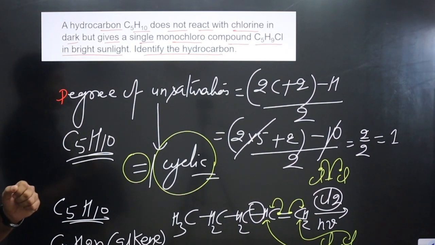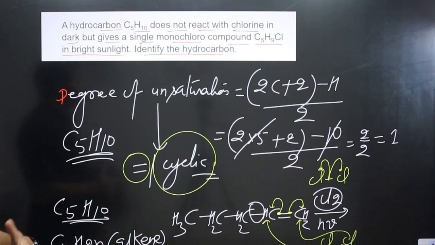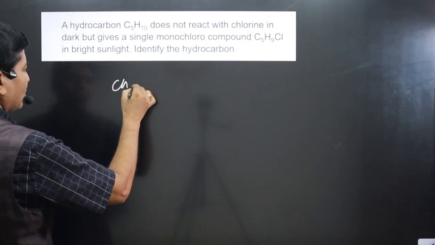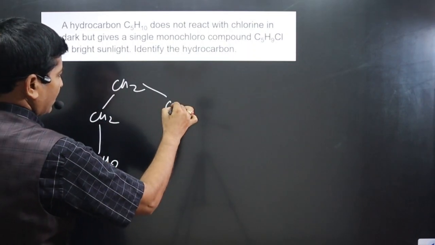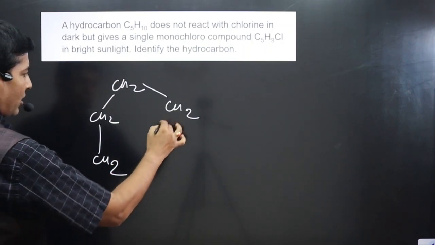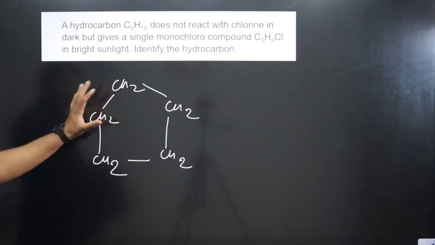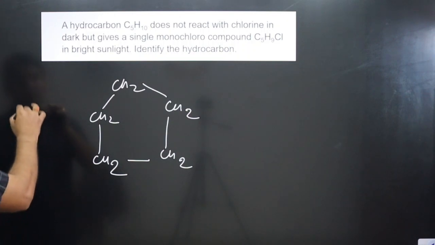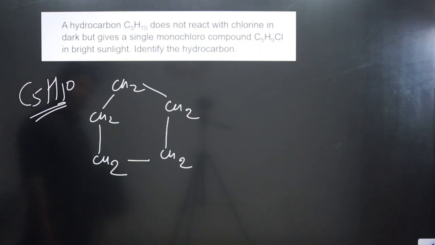Okay, so in case of cyclic, in C5H10 how many carbons are there? 5 carbons are there, so I can form a 5-membered cyclic ring. Let's say it is CH2, then CH2, CH2, and here CH2, total 5 carbons with CH2. So you can see 5 carbon and 10 hydrogen because each carbon has 2 hydrogen. So the chemical formula we got is C5H10. This is the structure, cyclopentane.